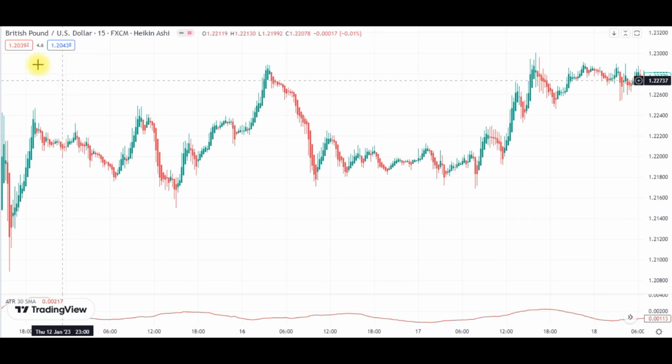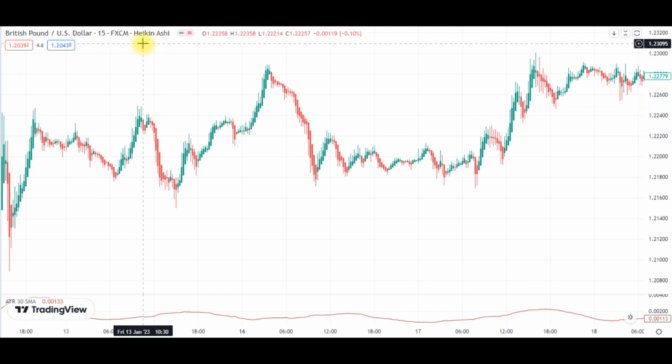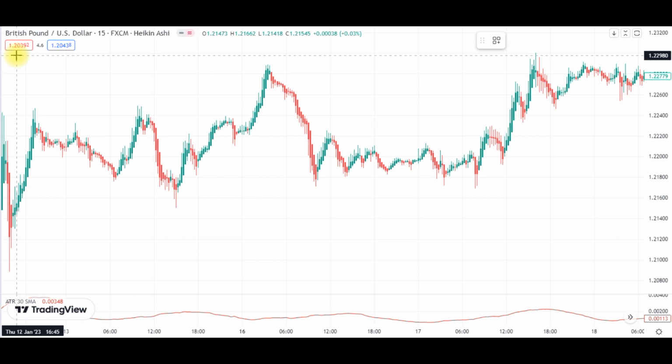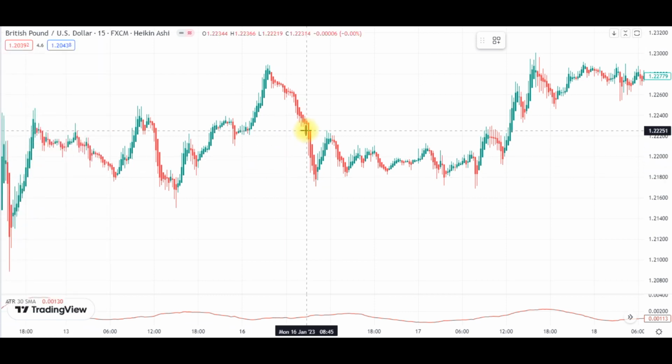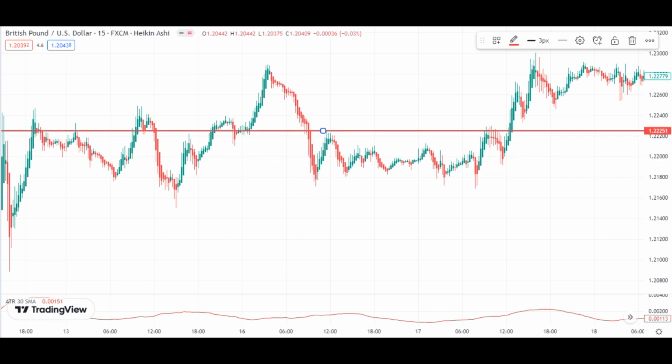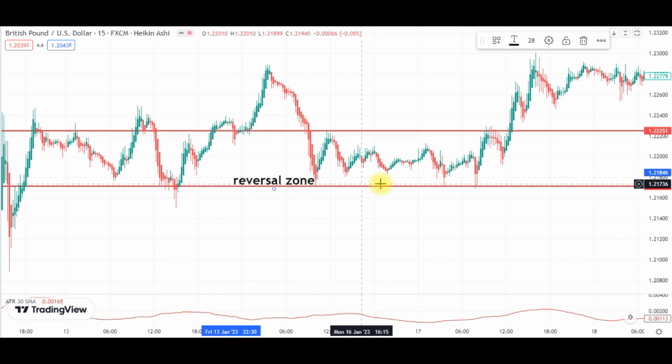As you see, we're in the British pound US dollar in the 15-minute chart using Heikin-Ashi candles. There's a special reason why I'm using Heikin-Ashi candles. I will tell you later in this video. But first let's start with the reversal zone. I'll pick the horizontal line to mark that area. These wicks are building the bottom here, and this wick is building the top side area.